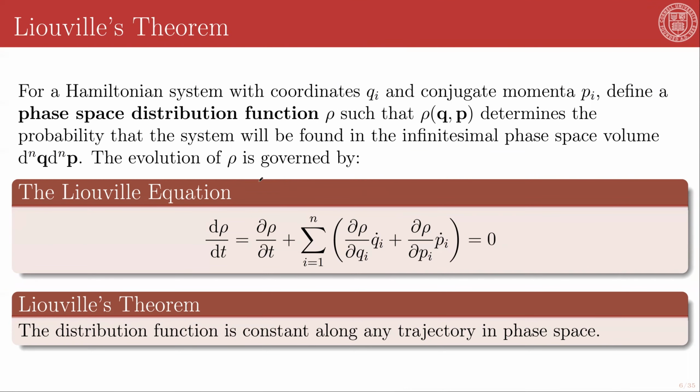The result here is the Liouville equation. The time evolution of this density function, d rho dt, is equal to the partial of rho in time plus the summation over the n coordinates of the partial of rho with respect to qi times qi dot plus the partial of rho with respect to pi times pi dot. And what Liouville's theorem is telling us is that this total derivative is 0. The distribution function is constant along any trajectory in phase space for a Hamiltonian system.